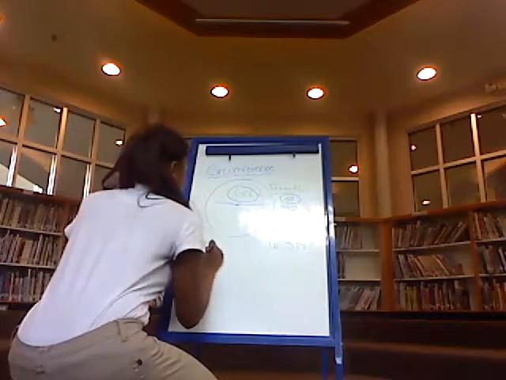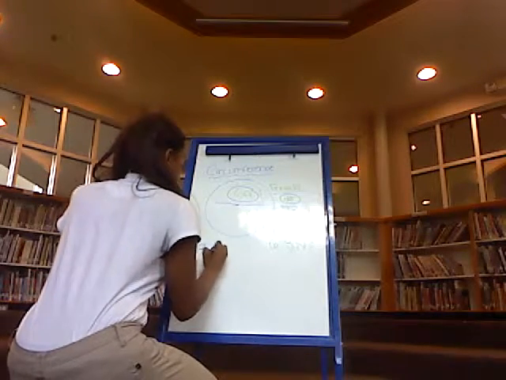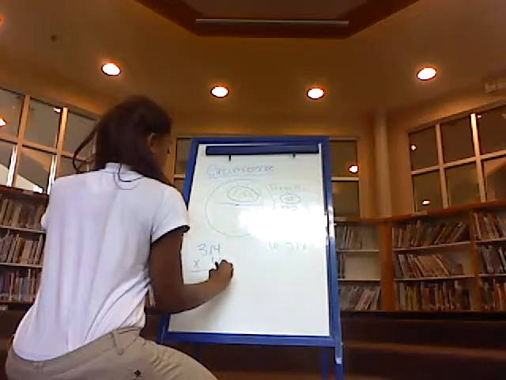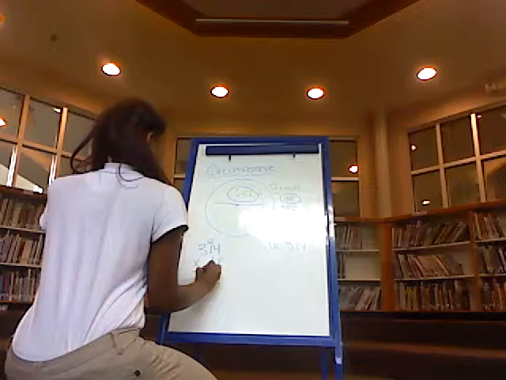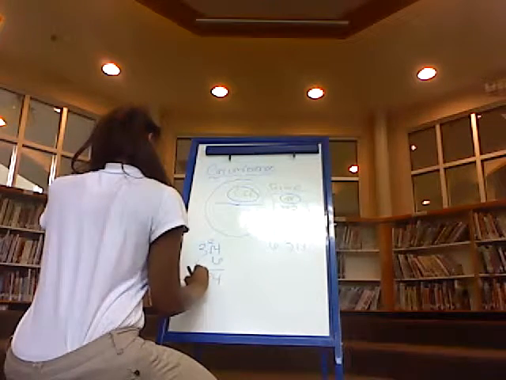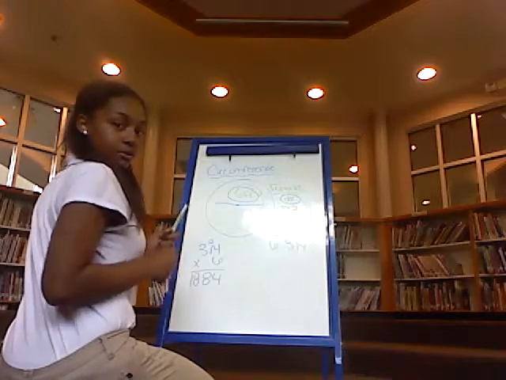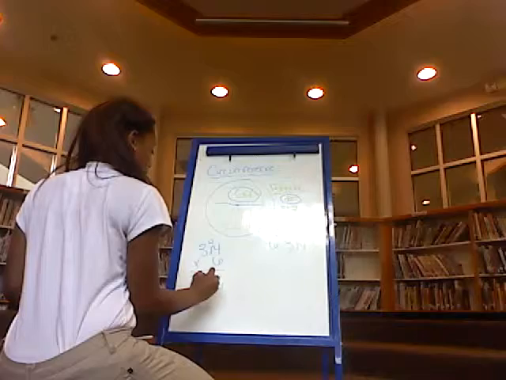3.14 times 6. 4 times 6 is 24. 6 times 1 is 6, plus 2 is 8. And 6 times 3 is 18. So the decimal place is moved over twice right here. So just line up and move it over twice.